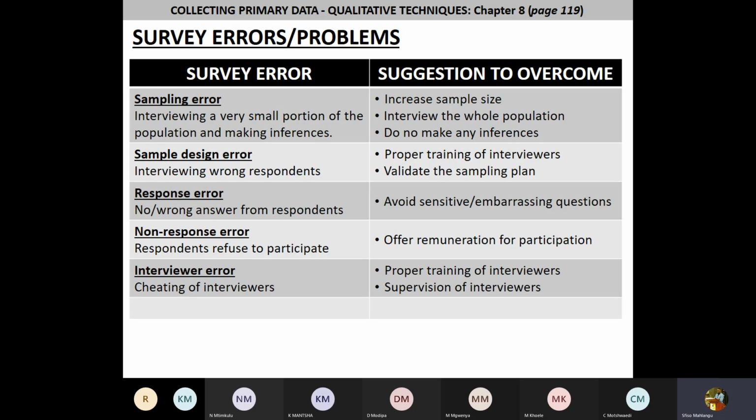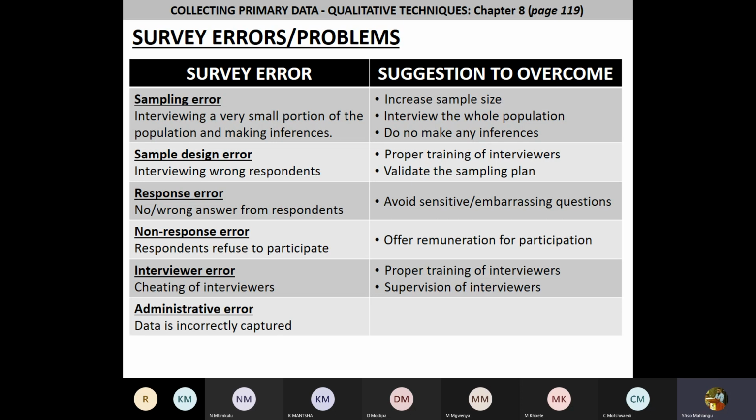For example, if they're in a mall and you hire a supervisor, the supervisor will also be walking around. Or you can properly train those interviewers. When you train them, they know the implications of cheating on the interview. They know in terms of the ethics as well. And if they are properly trained, they wouldn't cheat.